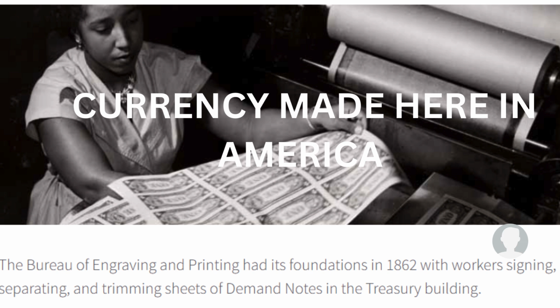The facility responsible for printing U.S. currency is the Bureau of Engraving and Printing, which is located in Washington, D.C., at 301 14th Street Southwest, and another in Fort Worth, Texas, on Blue Mound Road. These facilities are where the U.S. paper money is produced.